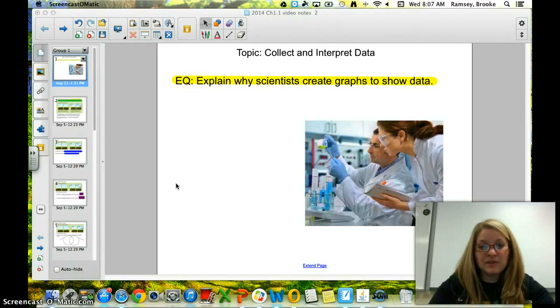We are going to be looking at notes in chapter section 1.1 in your book. Also, as you are watching the videos, please make sure that you're taking your Cornell notes down. The topic today is collecting and interpreting data. The central question is explain why scientists create graphs to show data.